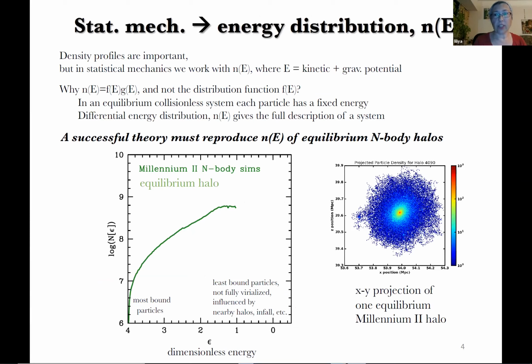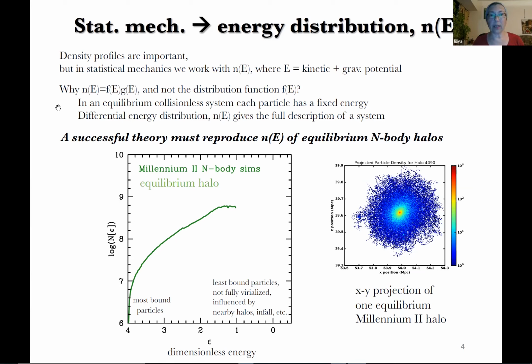Density profiles are interesting, but in StatMech, we deal with energy distributions. By energy, and this is non-relativistic, I mean kinetic plus gravitational potential energy of particles. Now, if you're familiar with standard statistical mechanics, you would know that the quantity they use is the distribution function, f of E. What we're using is n of E, which is the product of the distribution function times the density of states. So n of E is the differential energy distribution, or I'll just call it energy distribution.